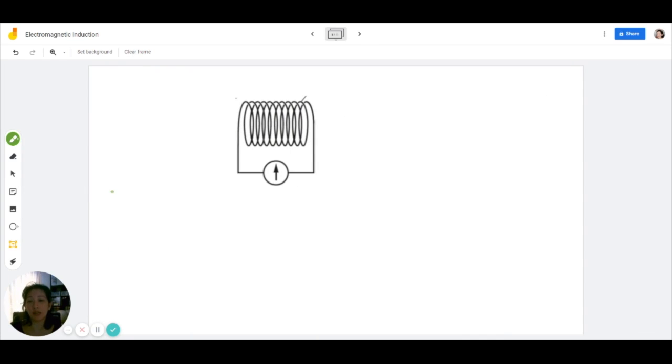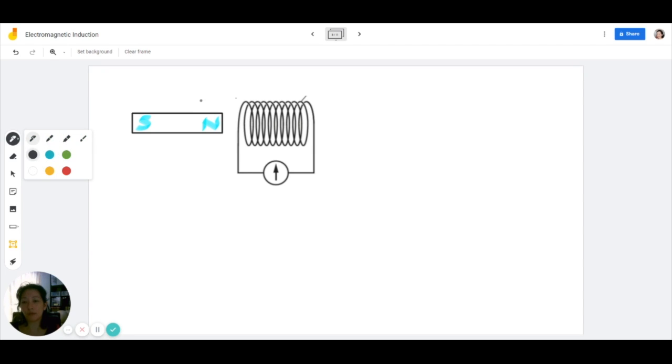Say we have a solenoid like this. As you can see that there's no current flow. And I'm going to take a bar magnet. I'm just going to draw it really quickly. So say this bar magnet has a north pole this way and south pole this way. Now, it is important to take note of the polarity of the bar magnet as well as the direction that it's moving relative to the solenoid.